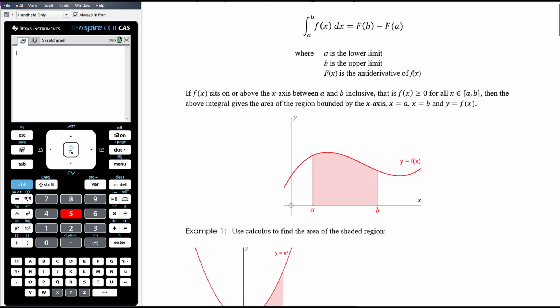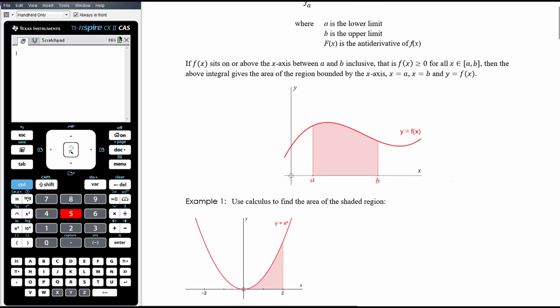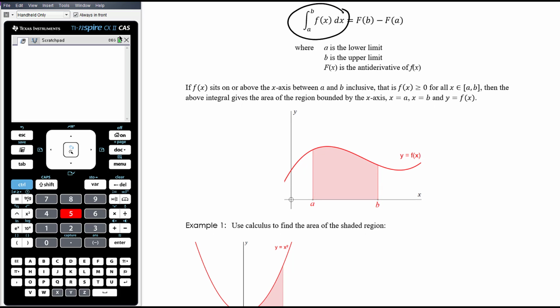As I said, not every definite integral directly corresponds to an area, but they are used in calculating areas. So if f of x sits on or above the x-axis between a and b, that is, f of x is greater than or equal to 0 over the interval from a to b, then the definite integral gives the area of the region that is bounded by the x-axis and the lines x equals a, x equals b, and y equals f of x. So this integral here, the integral from a to b of f of x, gives this area here.